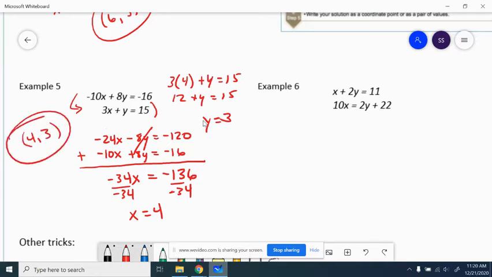Last thing we should do is make sure we write our answer as an ordered pair. Because remember, the solution to this system is the point at which these two lines intersect, and that point is an ordered pair.